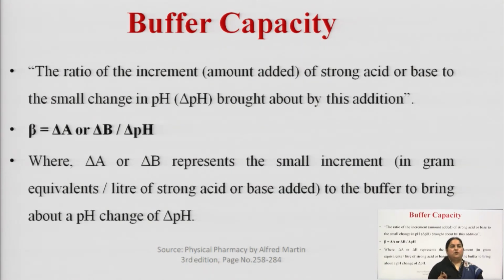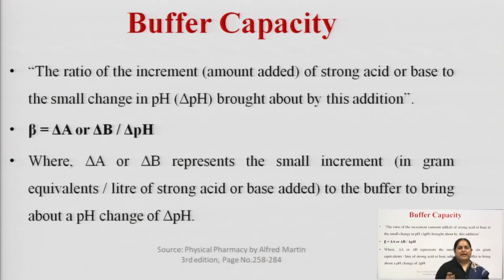And buffer capacity is the ratio of the increment or amount added of strong acid or base to the small change in pH, right. It is delta pH brought about by this addition. So, beta is equal to delta A or delta B. Delta A stands for the small amount of acid that you have added and delta B stands for the small amount of base that you have added, divided by the delta pH. Delta pH represents here the change in pH, right.